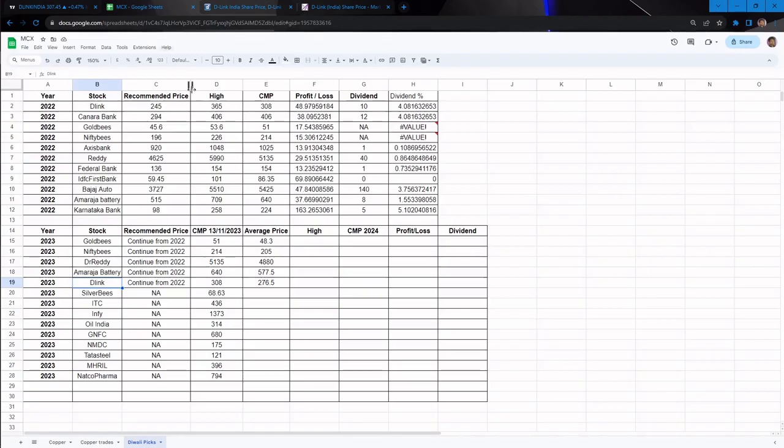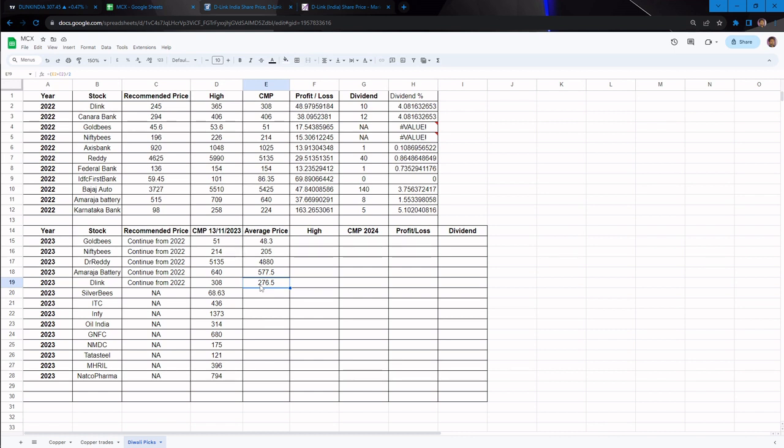See, last year it has given good returns. From 245 it has gone to 365, nearly 50% it has moved, and right now it is at 308. It is around 63 rupees plus, so that is around 30% plus it is having. But please note, it is better that you don't average it or hold it at the same price.